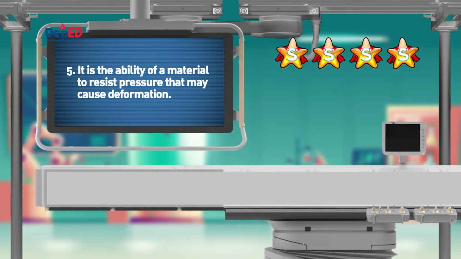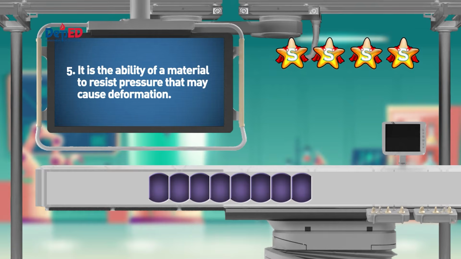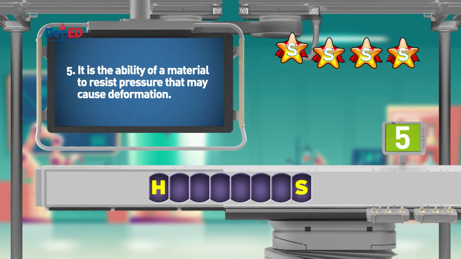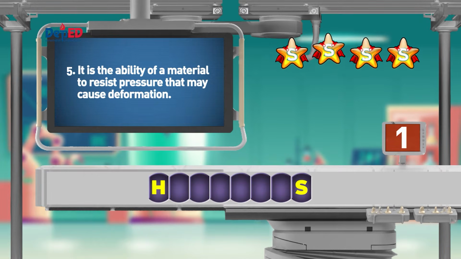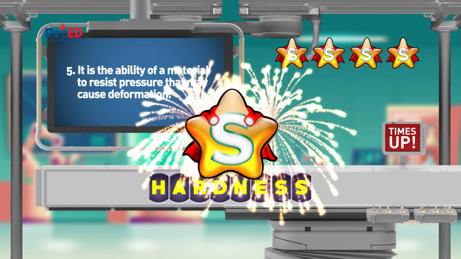Down to the last item, number 5. It is the ability of a material to resist pressure that may cause deformation. It has 8 letters. It starts with letter H and ends with letter S. Can you identify the word? If your answer is hardness, correct!